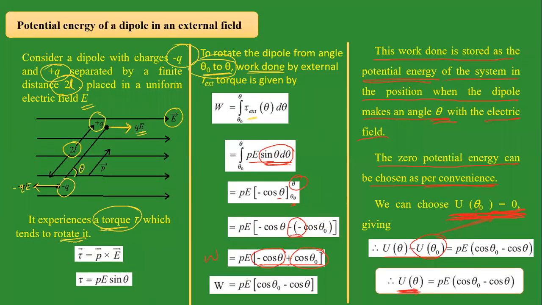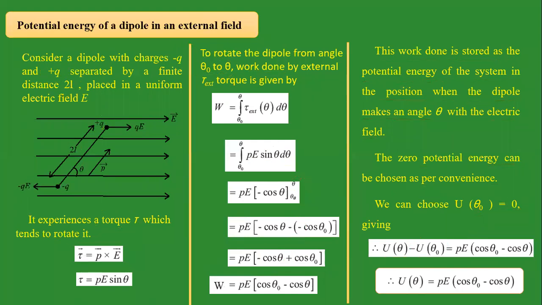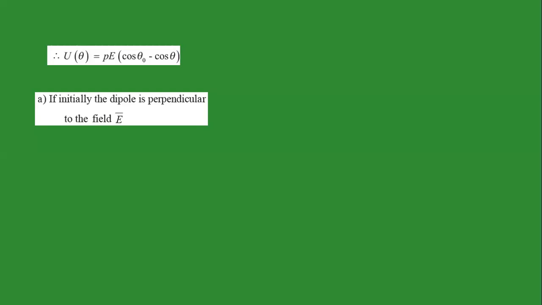Okay, so we get the potential energy formula: PE (cos theta 0 minus cos theta). When the dipole is rotated from angle theta 0 to theta, this is the potential energy. So this is the formula of the potential energy. We have to learn some cases. Some cases we have to consider here.